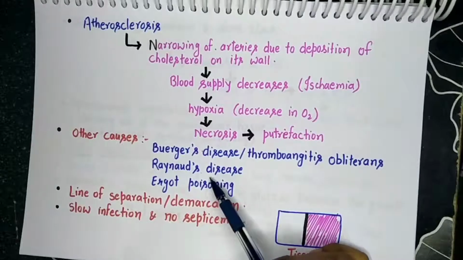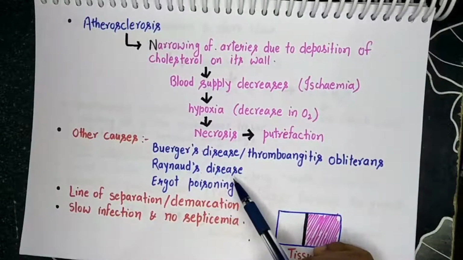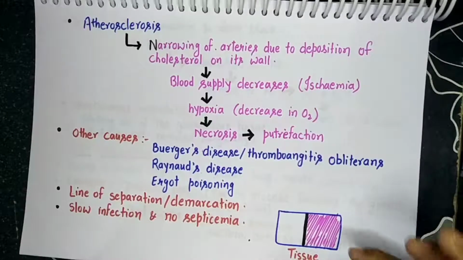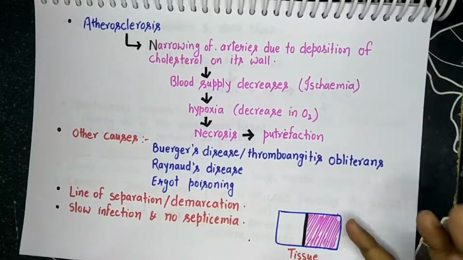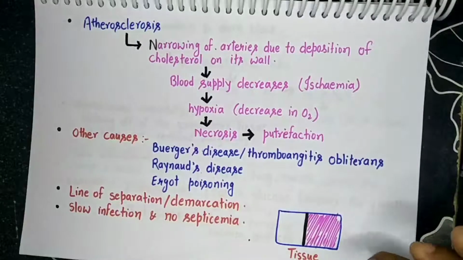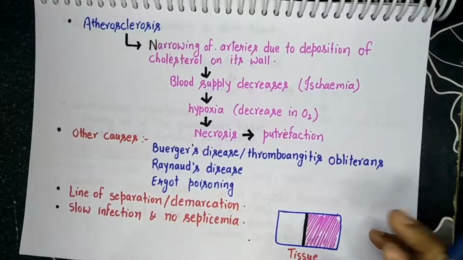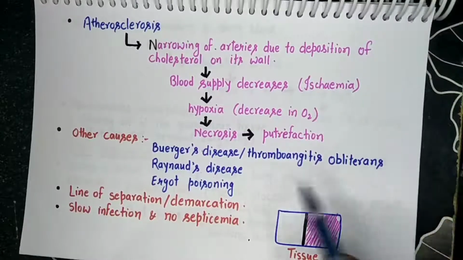Second one is Raynaud's disease. What is Raynaud's disease? It means constriction of the small arteries of our body that supply blood to the skin. Due to constriction of the small arteries, there will automatically be decreased oxygen supply, that is ischemia, and this will lead to hypoxia of that area, and finally gangrene.